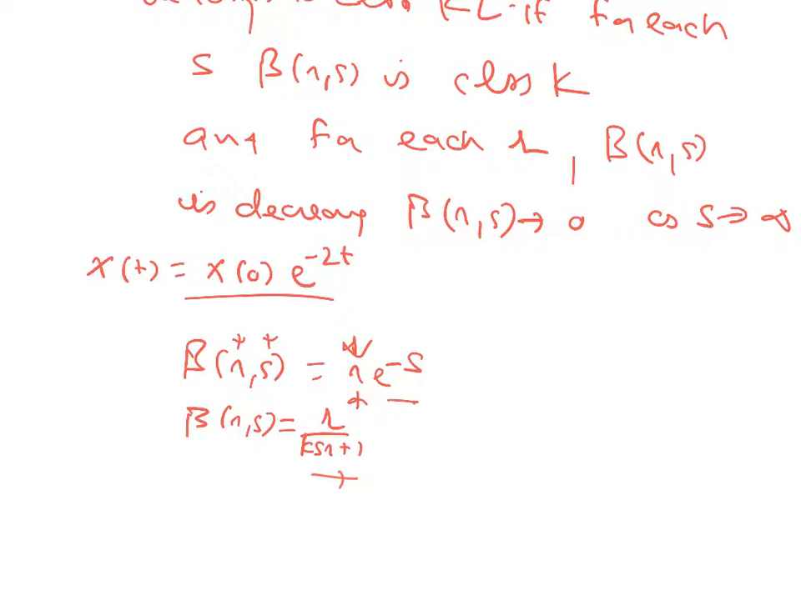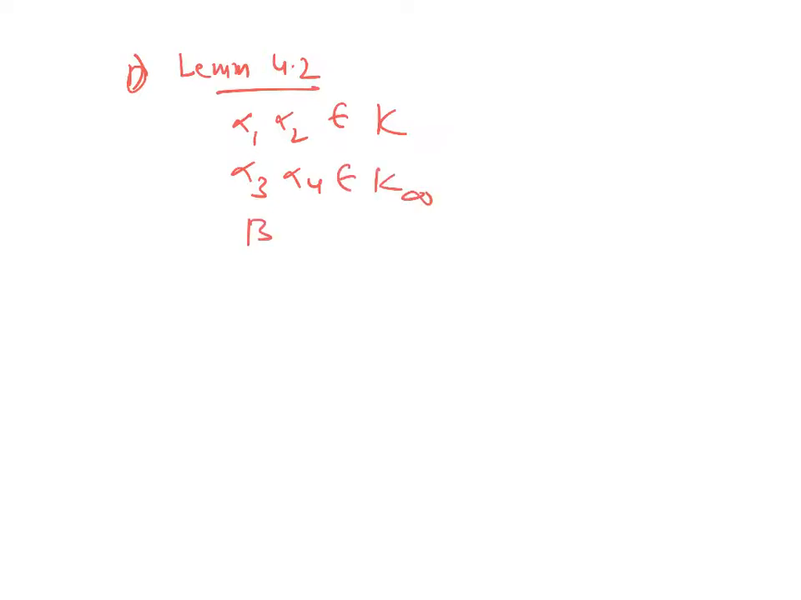Okay, let's see some properties of these functions. This is Lemma 4.2, I believe. Let's say alpha 1 and alpha 2 belong to class K, alpha 3 and alpha 4 belong to K infinity, and beta belongs to KL. So there are five functions we are talking about right now. Let's see what their properties are. The first property is that alpha 1 inverse also belongs to K. That's good news.